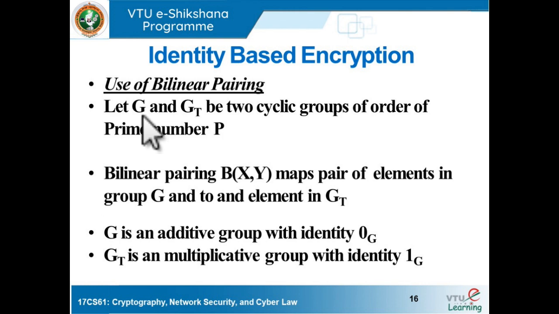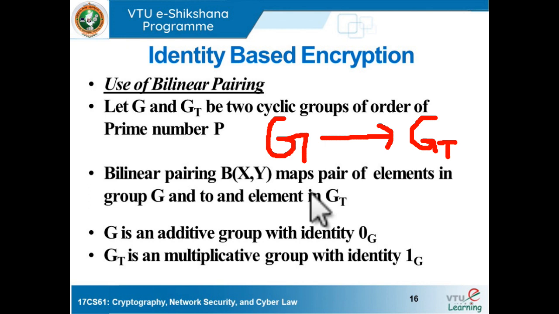Let's say there are two groups G and GT. G is the regular group and GT is the target group. Now over here these two cyclic groups are of order of prime number P. The bilinear pairing B of X, Y maps a pair of elements in a group G to that of GT. The element in the group is mapped to the element in the target group with the help of bilinear mapping. This is what we are trying to specify through the second point.